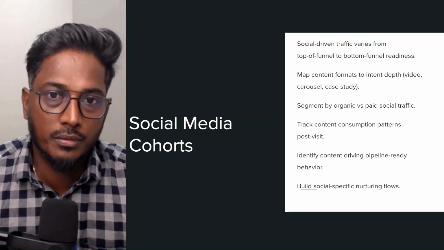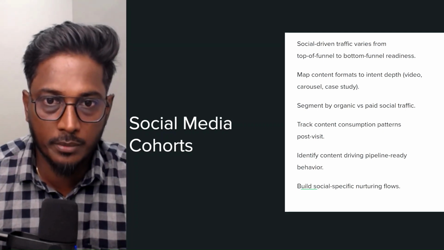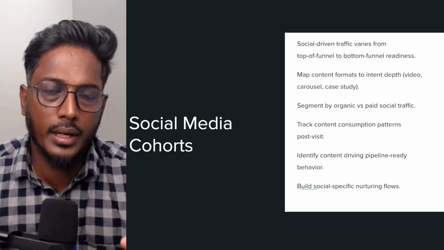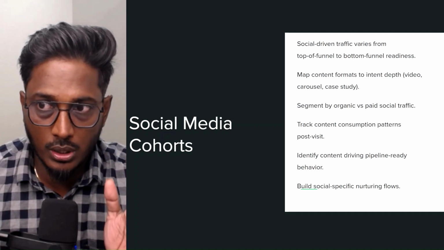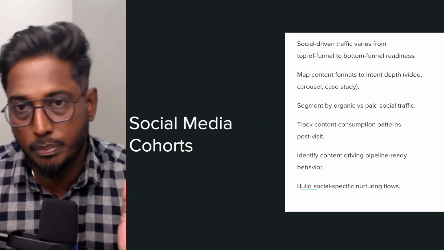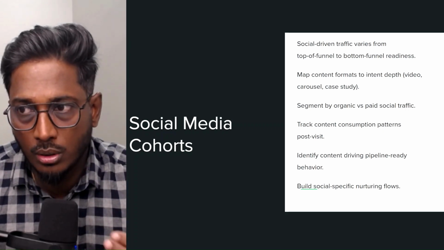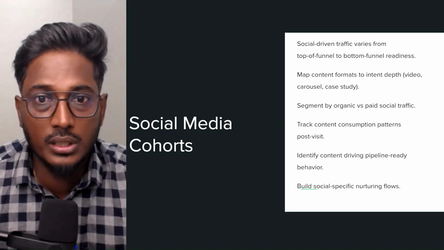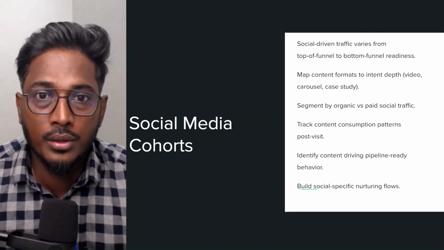The cohorts and the patterns you are finding out of the cohorts can show that engagement. So let's take a look at what kind of cohorts you can create for social media. You can create different cohorts for organic social traffic versus paid social ads traffic. You can create separate cohorts for platforms like LinkedIn, Twitter, or Instagram. You can create cohorts for content types.